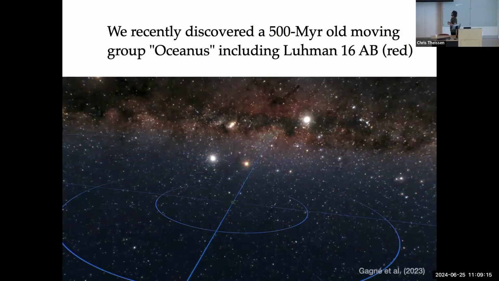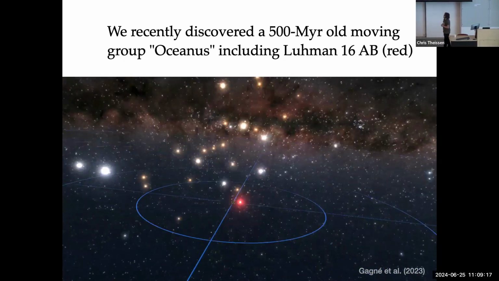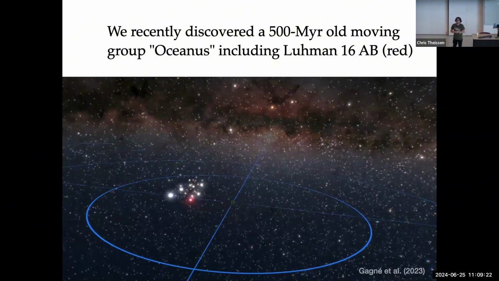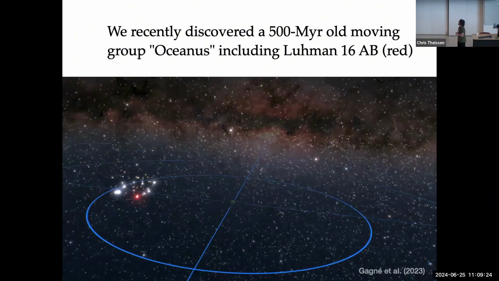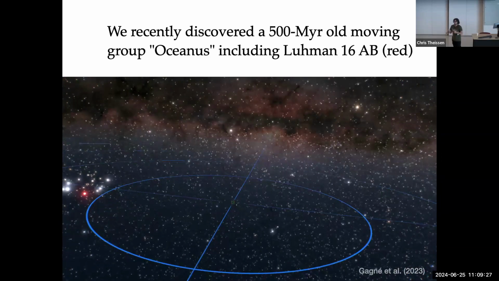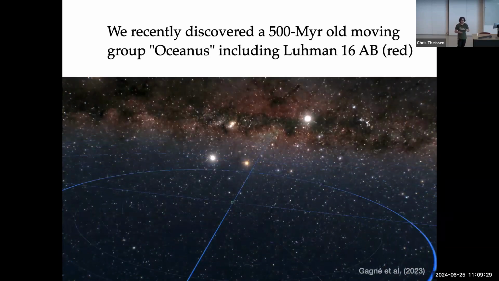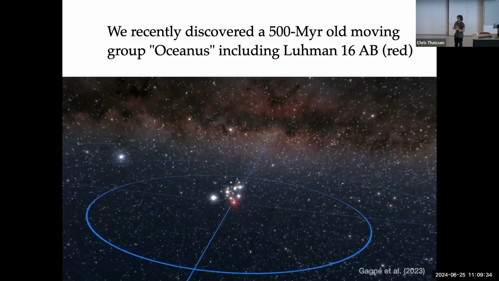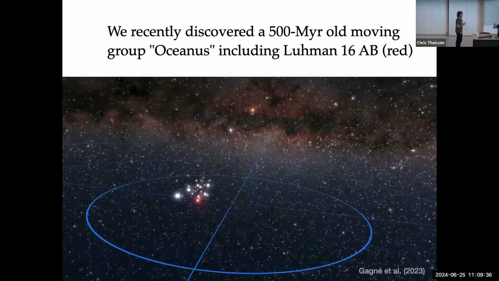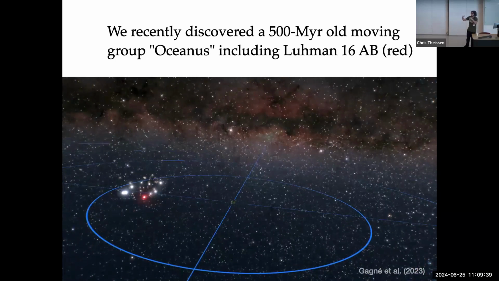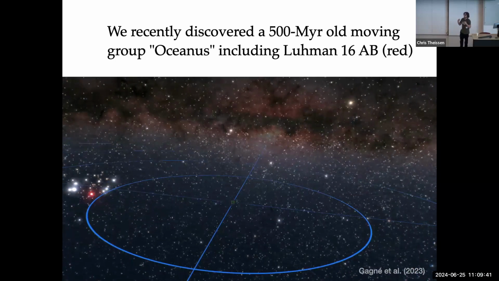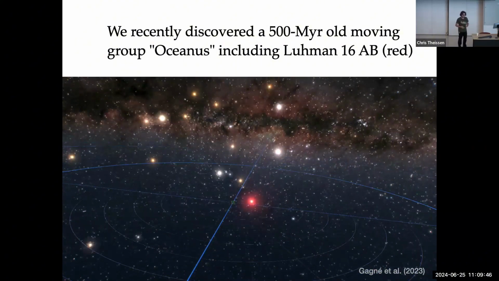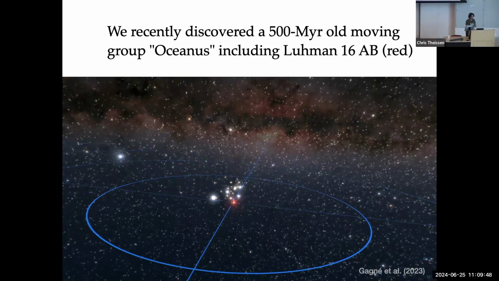One of the groups we have discovered appears to be a host for Luhmann 16, so the nearest brown dwarf binary. This is called the Oceanus moving group, and it has an age that is consistent with the model-derived ages for Luhmann 16, at around 500 to 600 million years. This is just an example of why finding a very nearby group is exciting, because it allows us to do a lot more with substellar science, because it's just nearby.